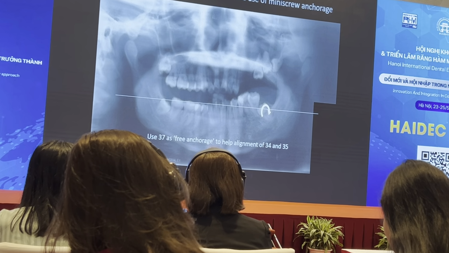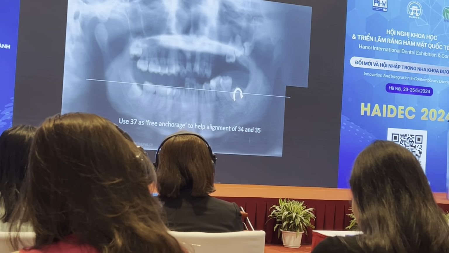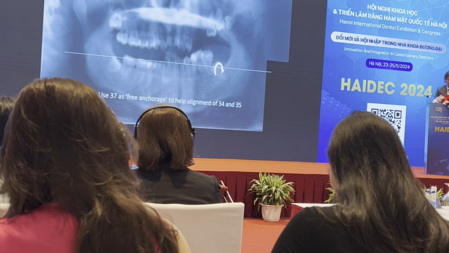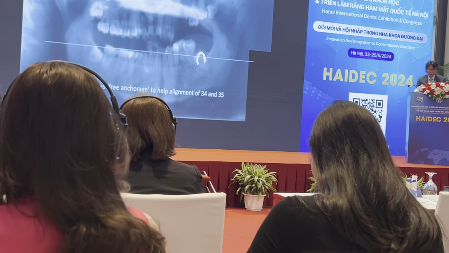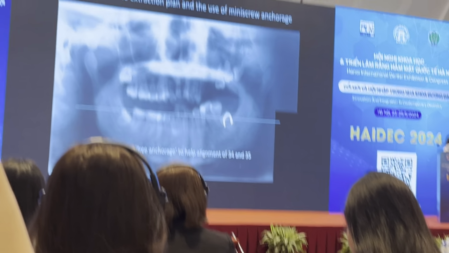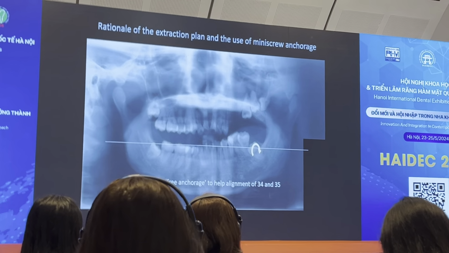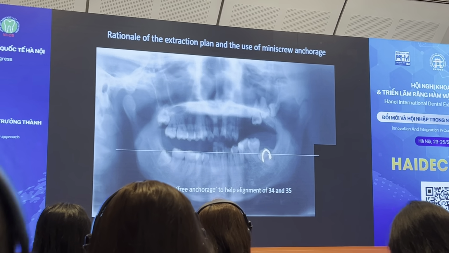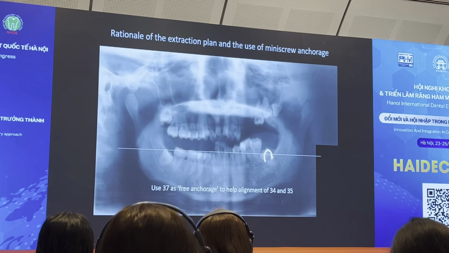This is the panoramic radiograph, which shows the impaction of the wisdom teeth 2.6 and 2.7. The white line was constructed to show the vertical position of the posterior teeth. It showed the progressive over-eruption of teeth from 4.3 to 3.7.